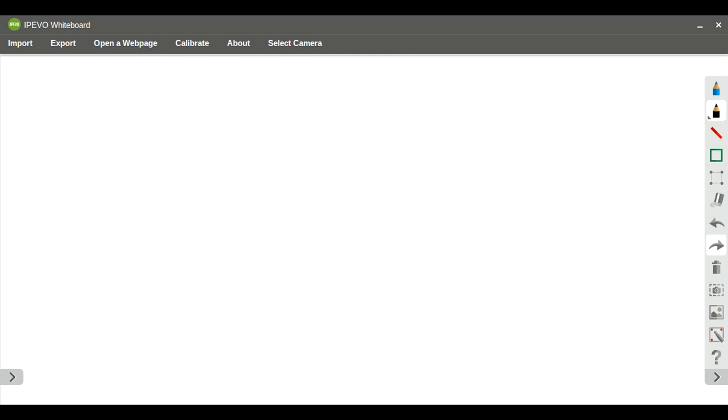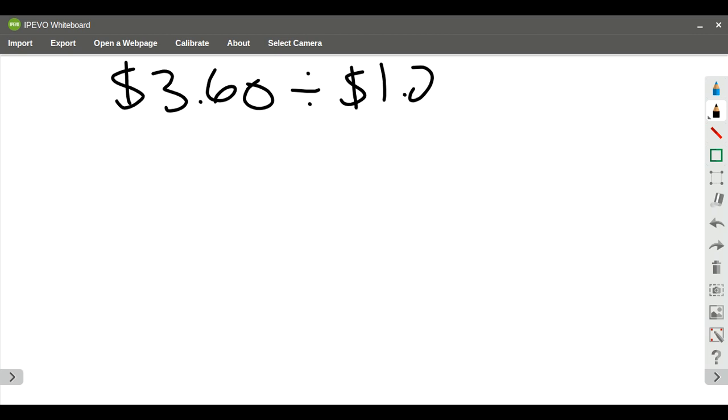So our next problem is going to be in your visual learning on page 338. It says Michelle purchases several bottles of water. Before taxes are added, the total cost is $3.60, and the cost of each bottle is $1.20. So I have $3.60 divided by $1.20, and I want to know how many water bottles she bought.